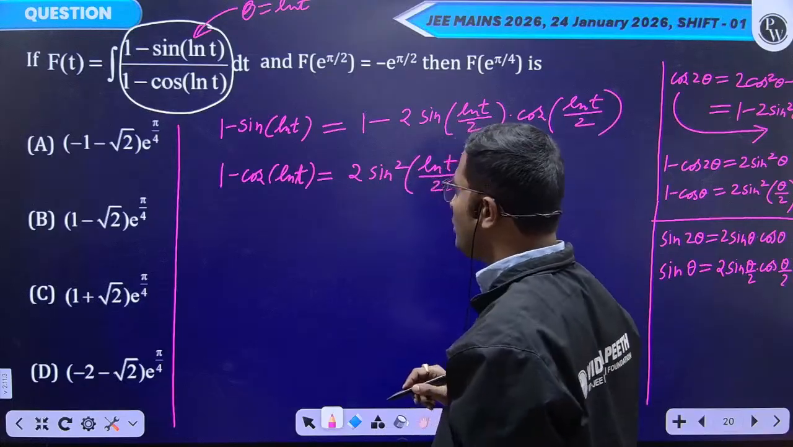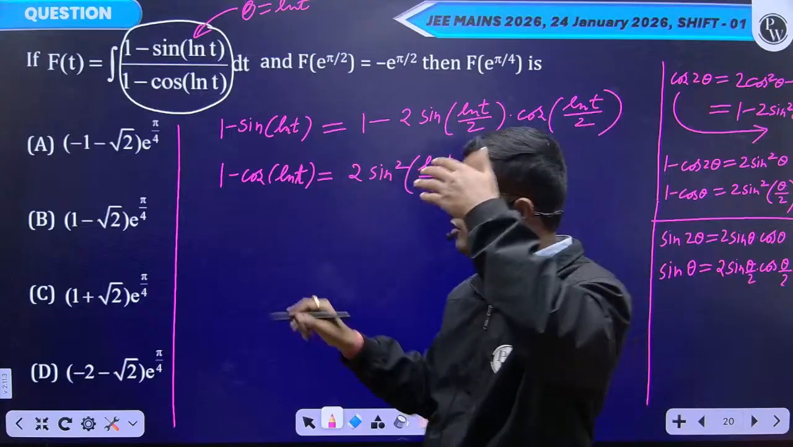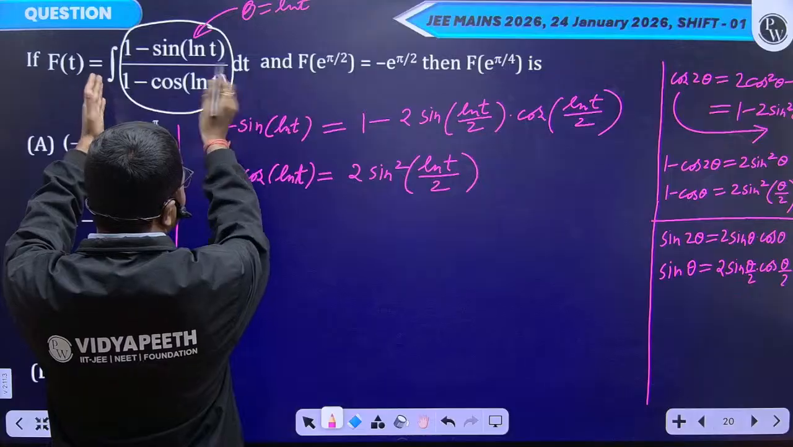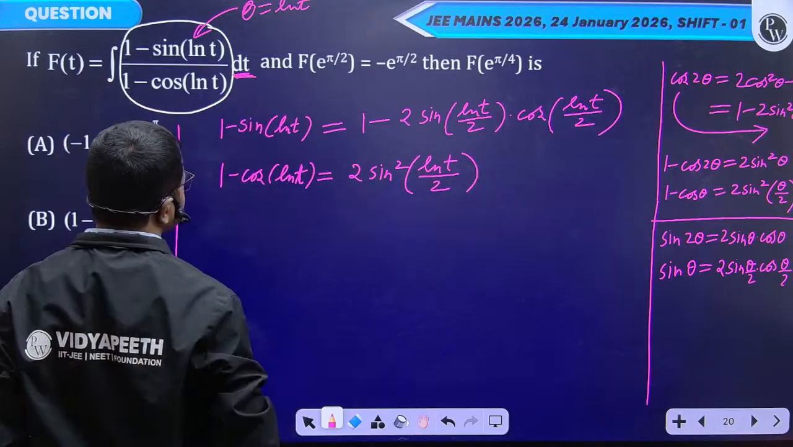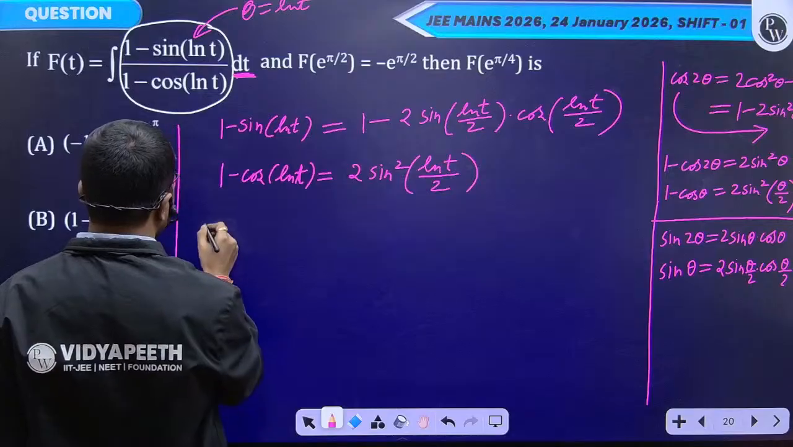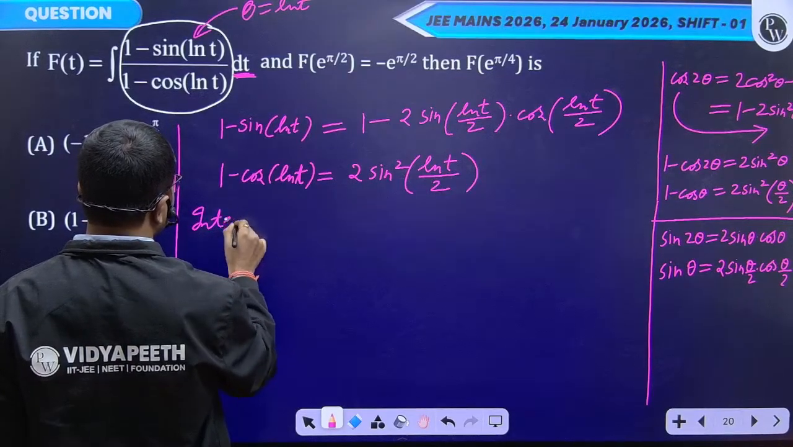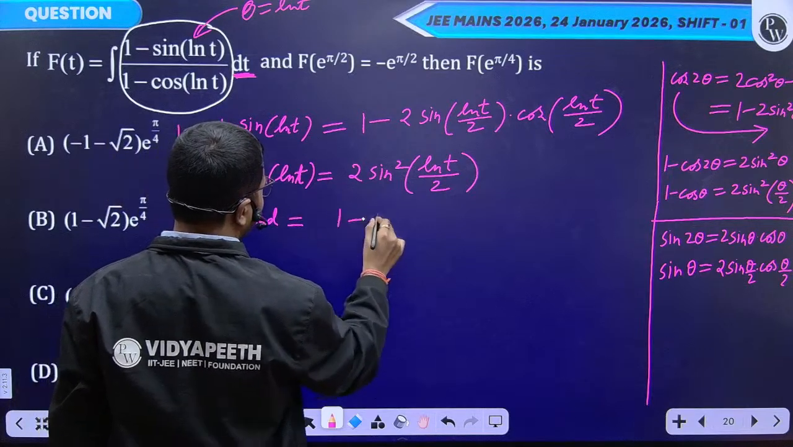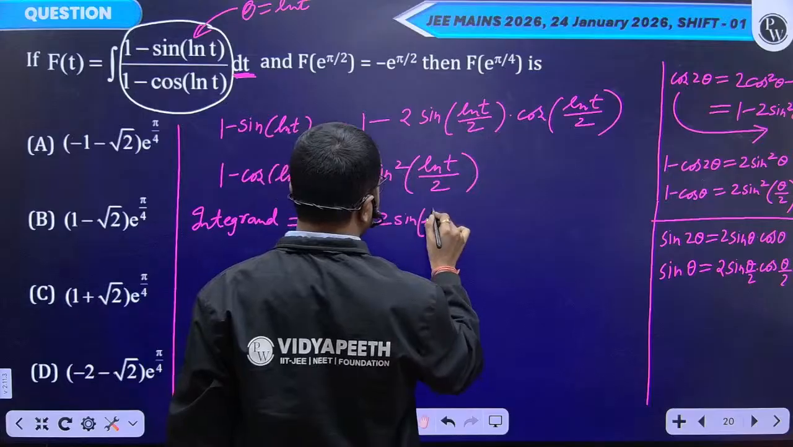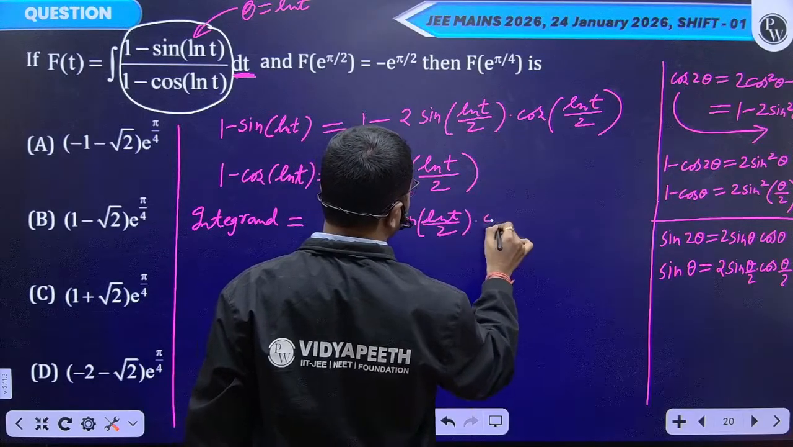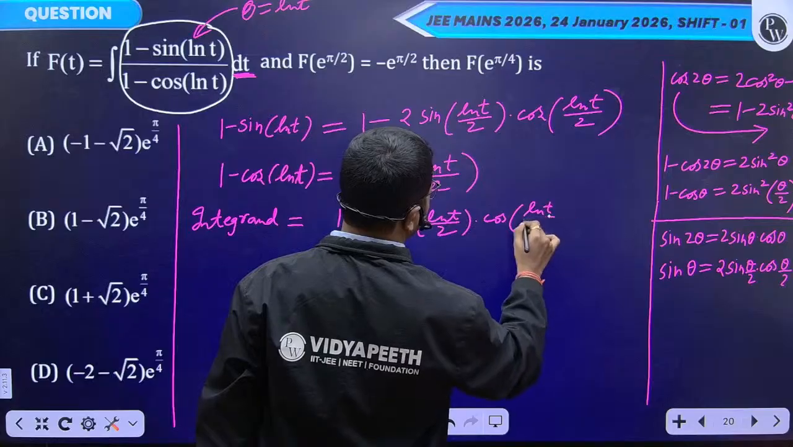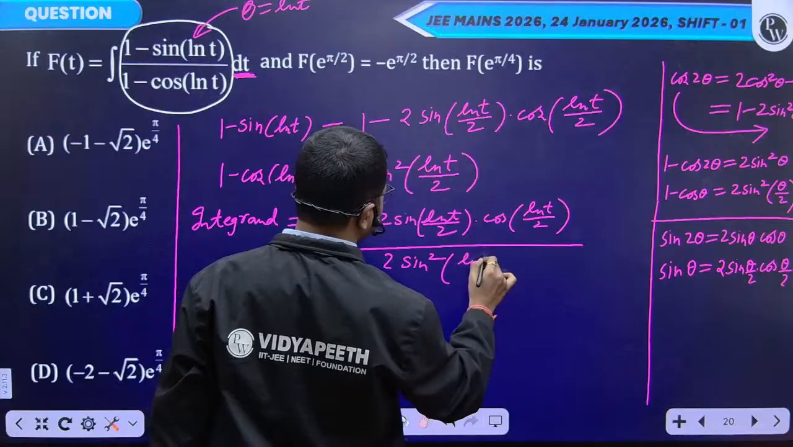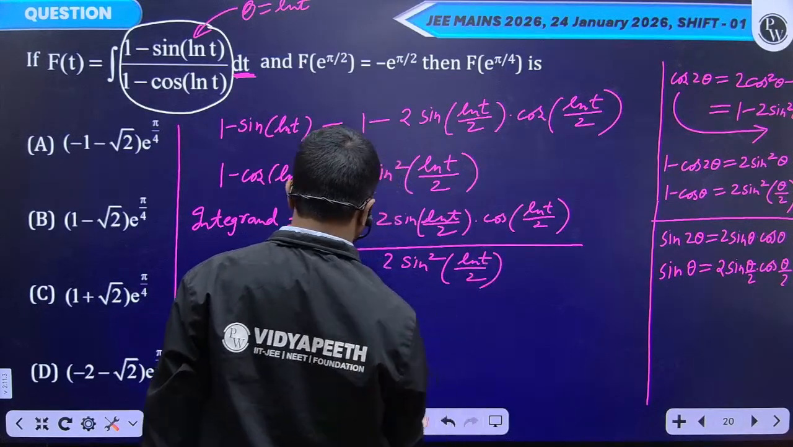Okay, so let us put it in the integrand. This position is called our integrand, just the right side of the integration and between the left hand side of the dt, the differential variable. So what will our integrand be? Integrand is equal to 1 minus 2 sine ln t by 2 into cos ln t by 2 divided by 2 sine square ln t by 2.